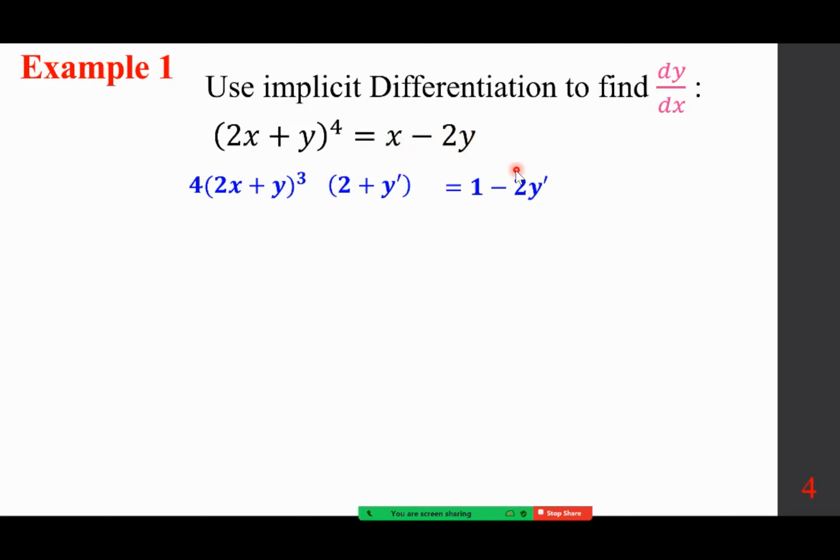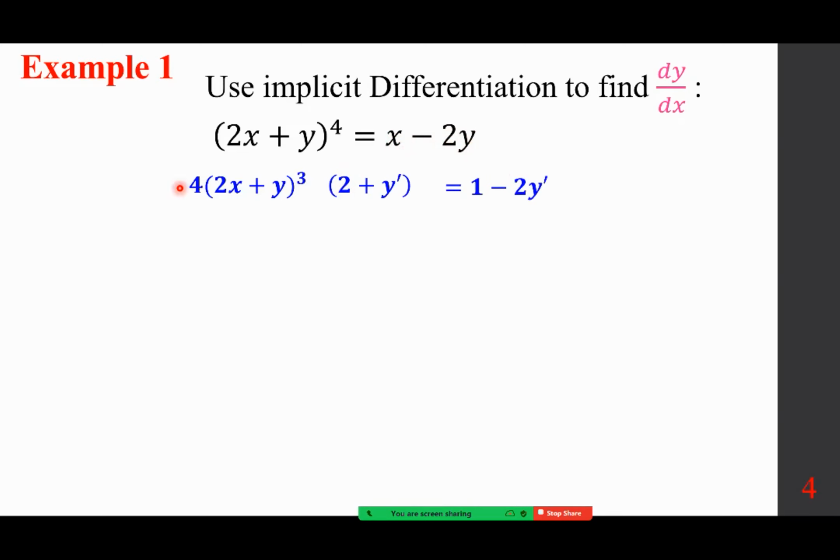And we are done with calculus. This is the only calculus step, everybody. Now we are solving for y prime using our algebraic techniques. So remember, we want to solve for y prime. You can distribute, but we want to do it wisely so it doesn't take too long.